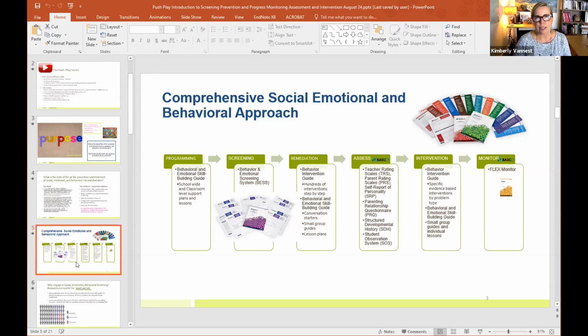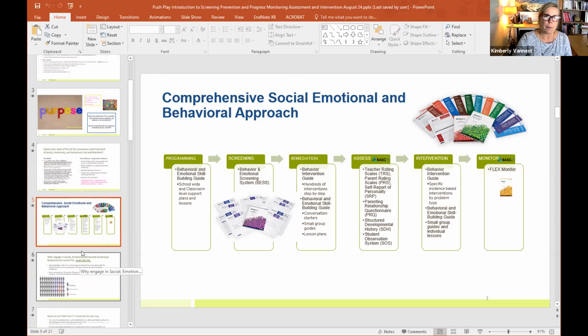Remediation for the students that show up as having elevated levels of risk, that we engage with interventions or a small group or targeted programming to help those students not roll into a chronic disability category. Assessment needs to be a part of that comprehensive system, and then individualized tier 3 kinds of intervention, and progress monitoring to see how students are doing, exiting programs when appropriate to free up resources, and measuring progress and identifying strengths as we go through.